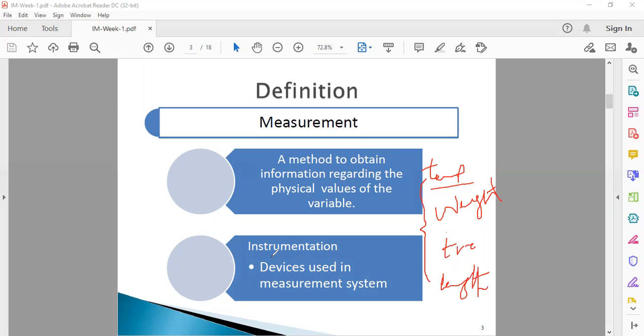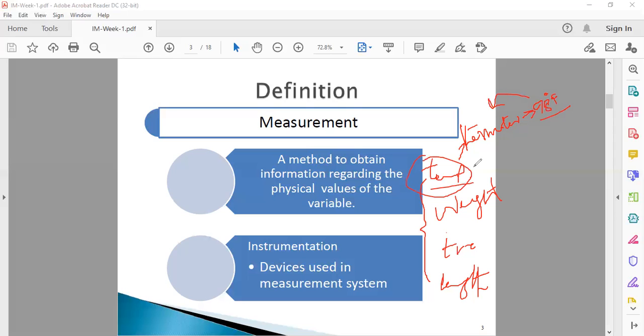And what is instrumentation? The devices which are used for obtaining the information regarding the measurement are called instruments. For example, for this physical quantity we will use a thermometer. The thermometer is the instrument, and the information we will obtain from this thermometer is, for example, 70. You know the normal body temperature? 98 degrees Fahrenheit. This is the information which we have gathered about this physical quantity using this.